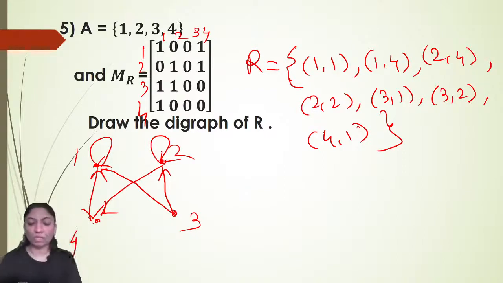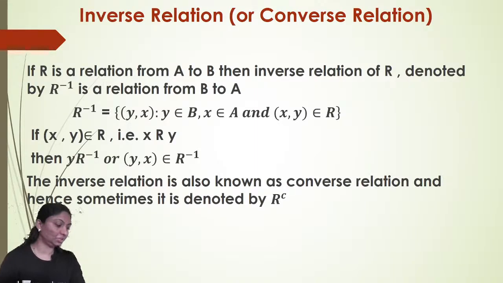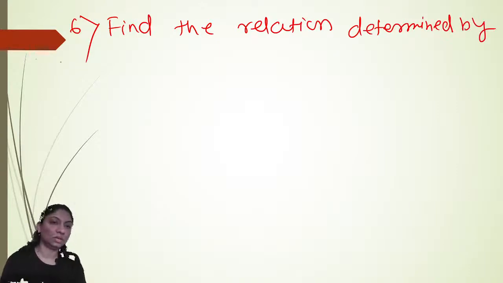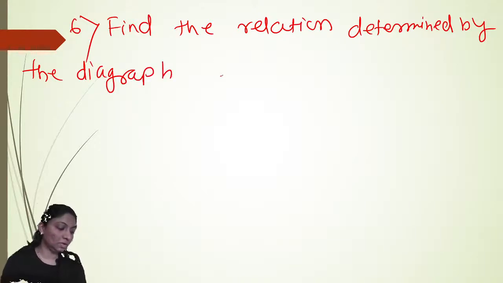Sorry. Now the next, inverse of a relation. And vice versa also. Suppose your sixth example we will see here. Suppose the diagram is given. Find the relation determined by the diagram and give its matrix.